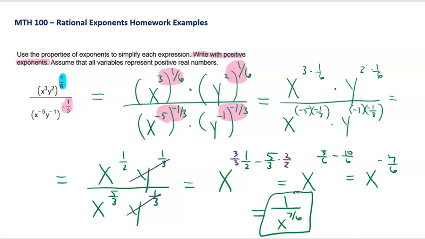So we use properties of exponents that we learned in Module 1 or Chapter 12. We wrote it with positive exponents. Again, we assumed all the variables were positive in case we were taking the even root of a negative number, and we can't have that, right? So this should be the final answer there.